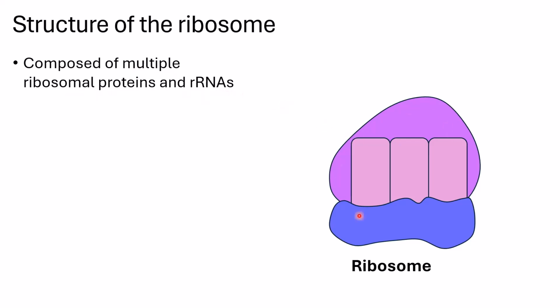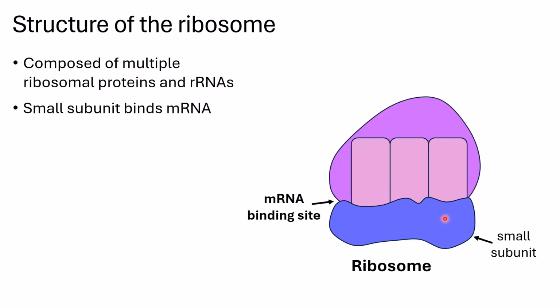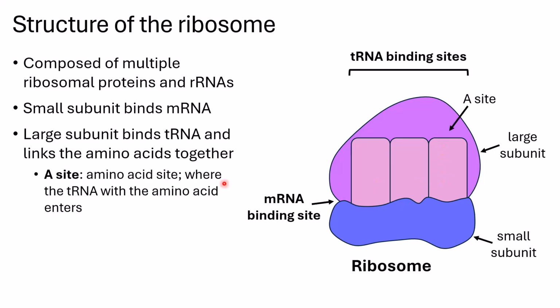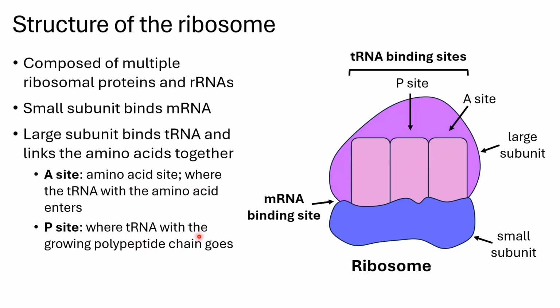The ribosome as a whole can be divided up into a small subunit and a large subunit. The small subunit is responsible for binding to the mRNA to begin translation. The large subunit binds to the tRNA and links the amino acids together. It has 3 tRNA binding sites. The A site is essentially the amino acid site, and is where the tRNA enters the ribosome with an amino acid, with the exception of the first tRNA. The P site is where the tRNA with the growing polypeptide chain moves to. It is also where the first tRNA binds. The E site is where the tRNA goes before exiting the ribosome.